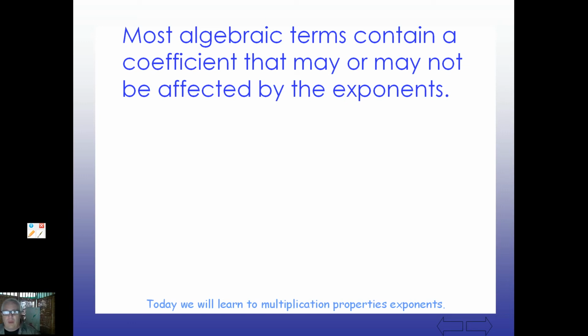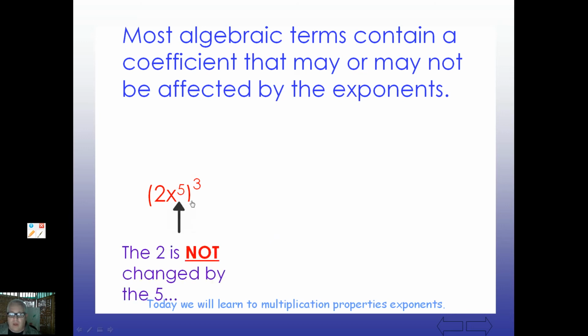Most algebraic terms contain a coefficient that may or may not be affected by the exponents. So 2x to the 5th, cubed. In this case, this 3 is going to impact everything inside the parentheses. The 2 is not changed by the 5. So if we start on the inside, it's going to be 2x to the 5th. It's not 2 to the 5th, just 2x to the 5th.